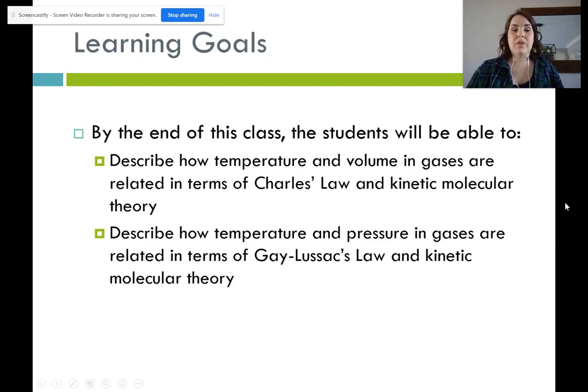So by the end of the class, what you should be able to do is describe how temperature and volume in gases are related in terms of Charles' law and kinetic molecular theory. Describe how temperature and pressure in gases are related in terms of Gay-Lussac's law and kinetic molecular theory.